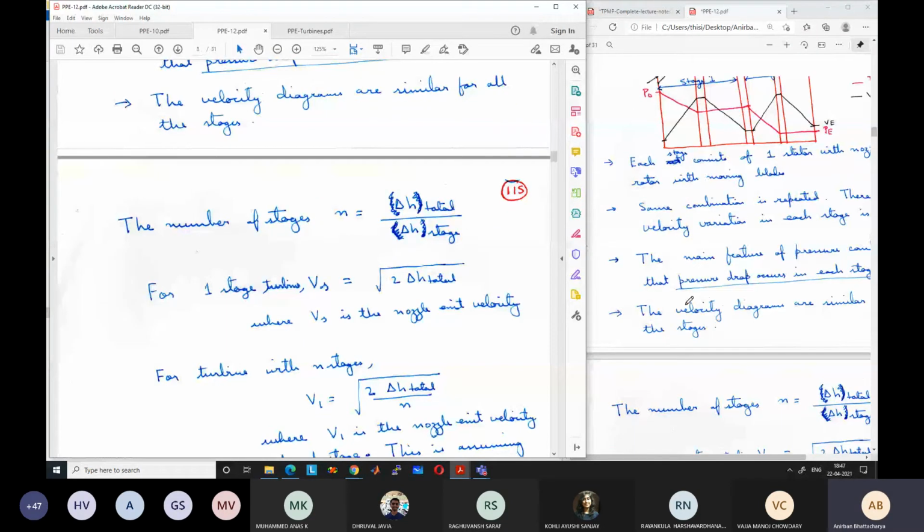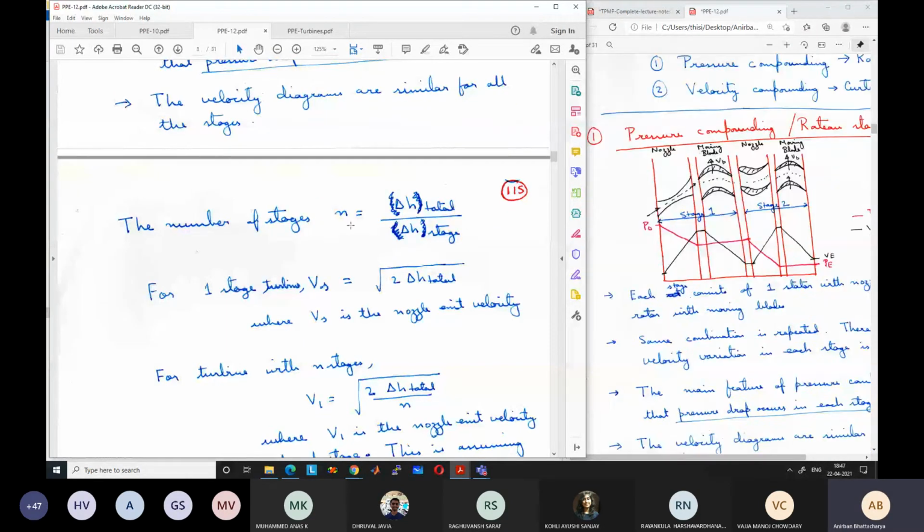the total enthalpy drop is based on the Rankine cycle calculation. Total enthalpy drop is based on cycle calculations, right? So for the turbine, the total enthalpy drop is, say, 300 kilojoule per kg or 500 kilojoule per kg, whatever. That is given as delta H total, and each stage has an enthalpy drop of delta H stage. Based on this we can calculate the number of stages: n is equal to delta H total by delta H stage.